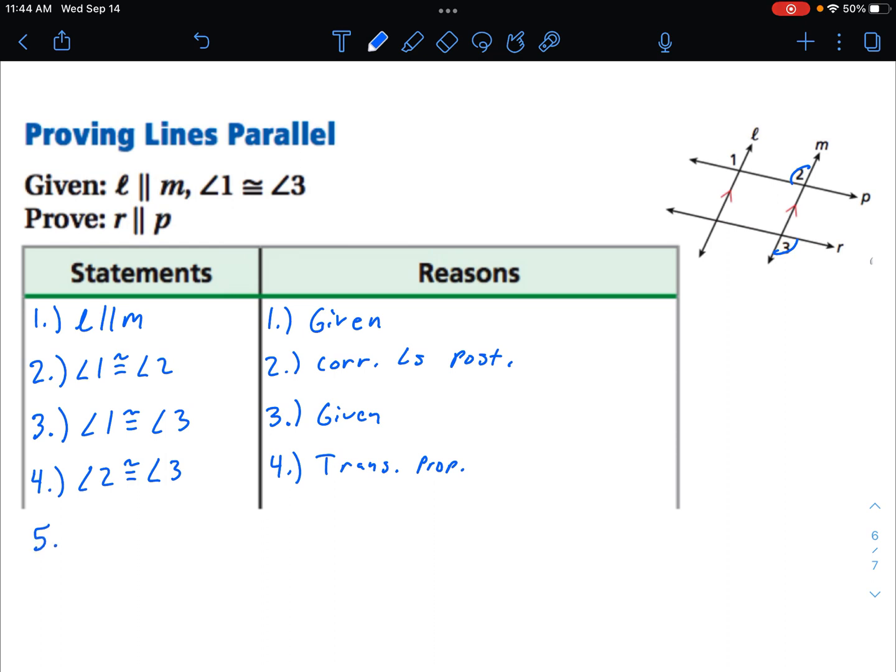So like I said, you don't have to do all those steps. You can just cut to, hey, line R must be parallel to line P because of the converse of the alternate exterior angles theorem. And again, we're using a converse there because we're proving lines parallel.